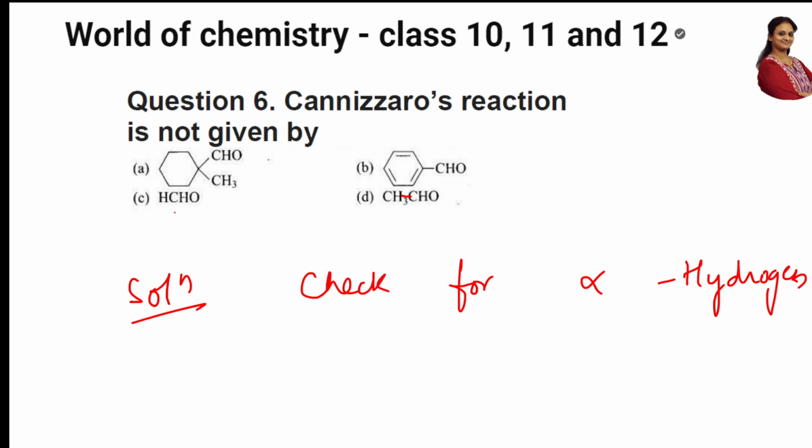What is alpha hydrogen, students? Basically, alpha hydrogen is the hydrogen attached to the carbon adjacent to your functional group. Correct, right? Okay.